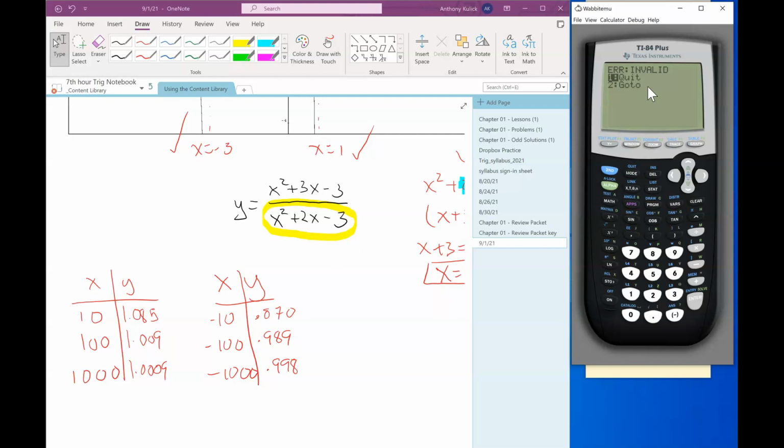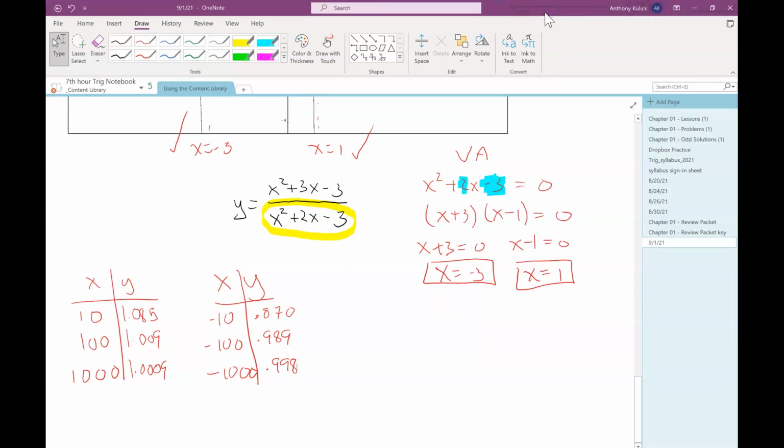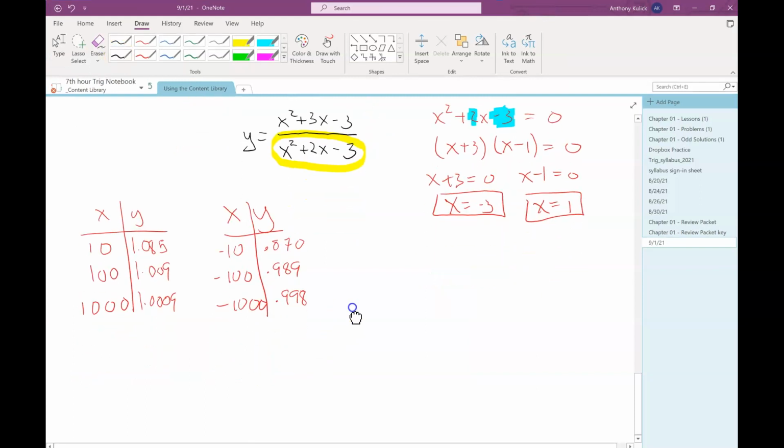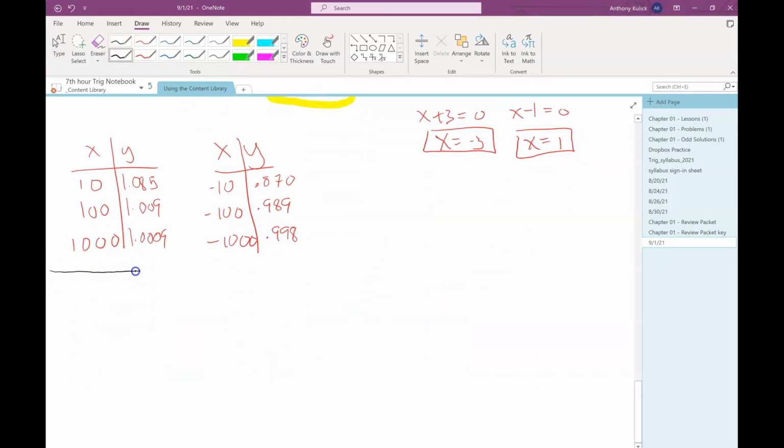Not much to it, right, Claire? Of course. And that's kind of it for section 1.6. Whoa.